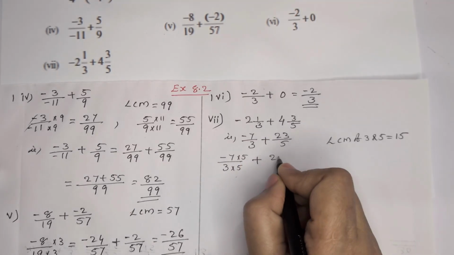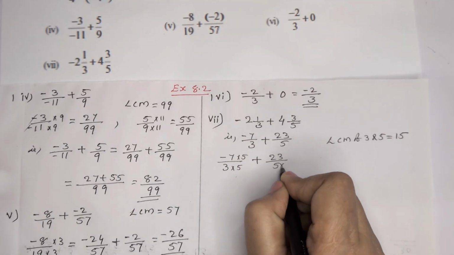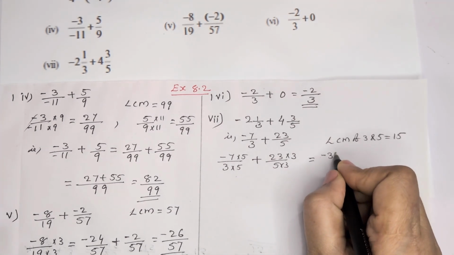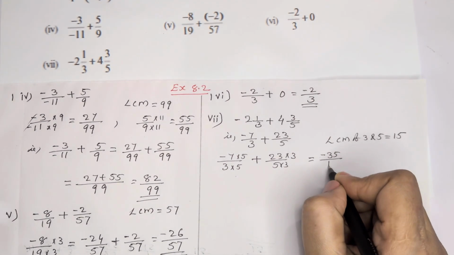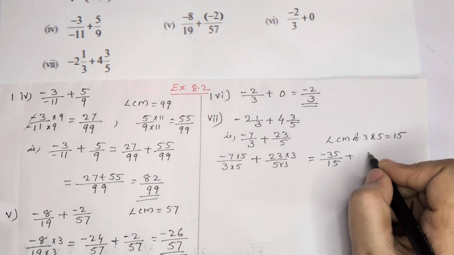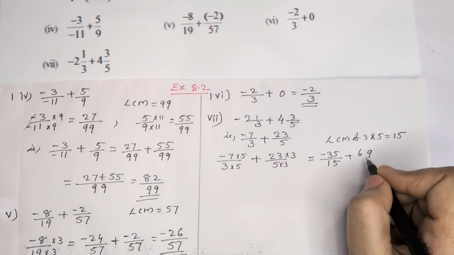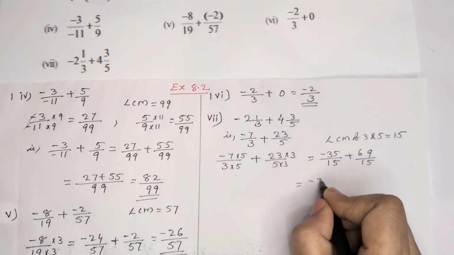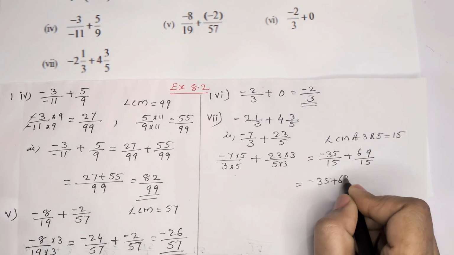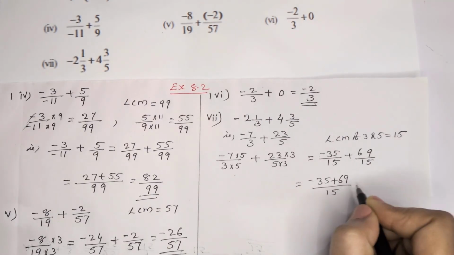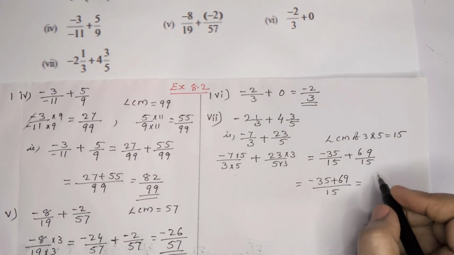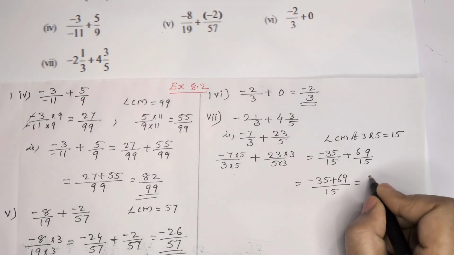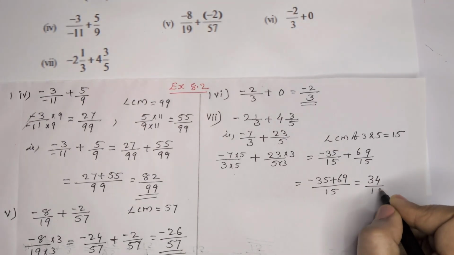plus second number 23 by 5, that we have to multiply with 3, which is equal to minus 35 by 15 plus 69 by 15, which means minus 35 plus 69 by 15, which is equal to minus 35 plus 69, so 34. 34 by 15.